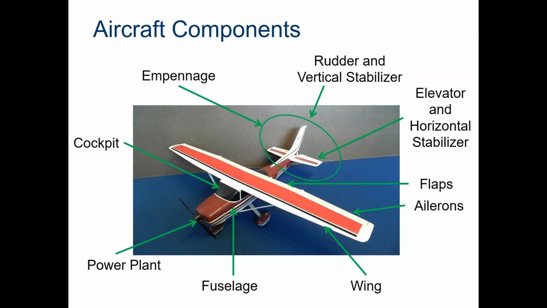The same can be said about a remote controlled airplane. You still have a cockpit, a fuselage, a power plant, wings, again in this case, attached to the top of the fuselage, so a high wing configuration. And you have an empennage with your rudder and vertical stabilizer, and your elevator and horizontal stabilizer as well. Flaps and ailerons taking up the trailing edge of the wing. In this case, it looks like it's roughly a 50% flaps and 50% aileron on that trailing edge.